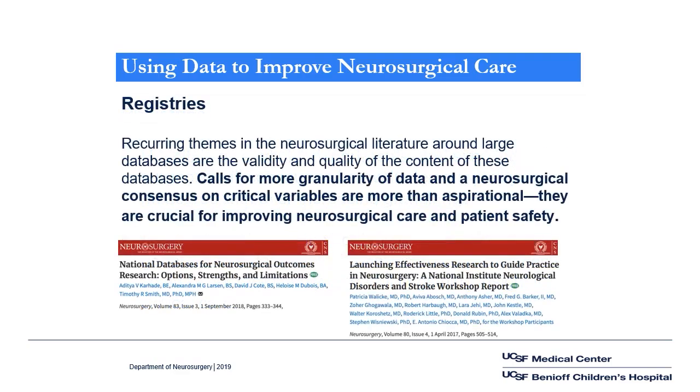Recurring themes in the neurosurgical literature around large databases are the validity and quality of the content of these databases. Calls for more granularity of data and a neurosurgical consensus on critical variables are more than aspirational. They are crucial for improving neurosurgical care and patient safety.